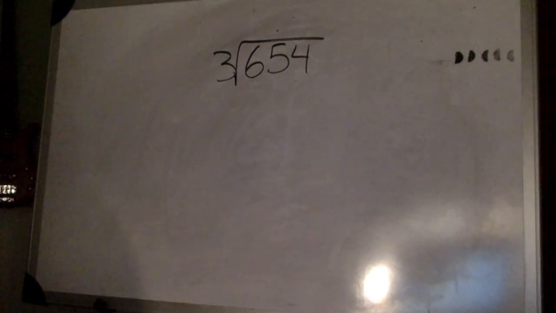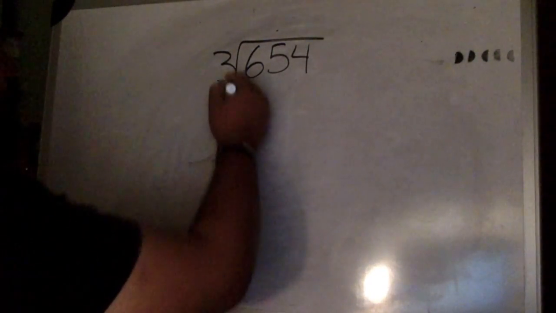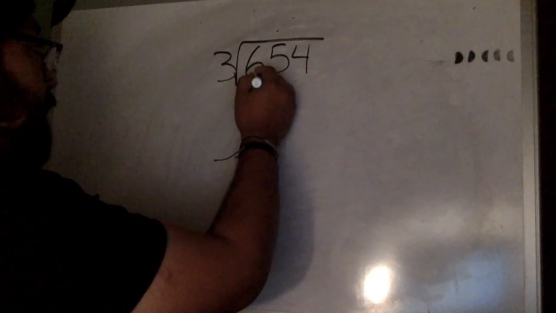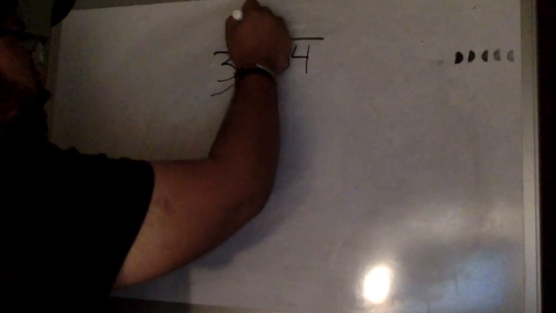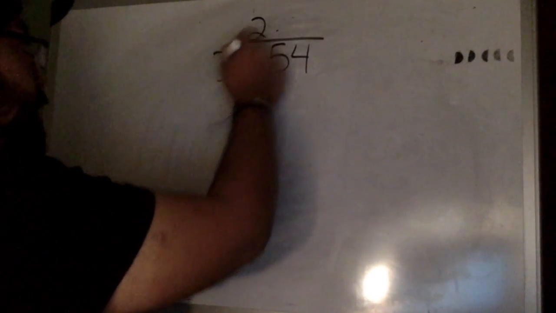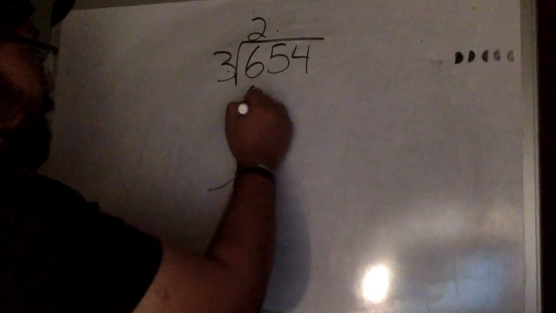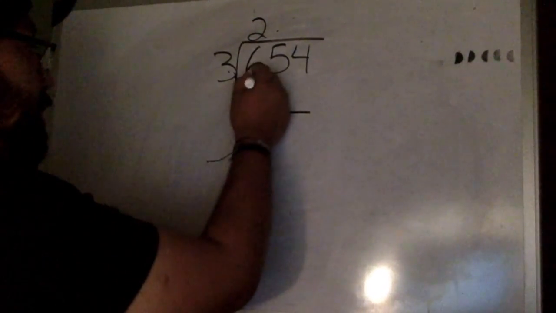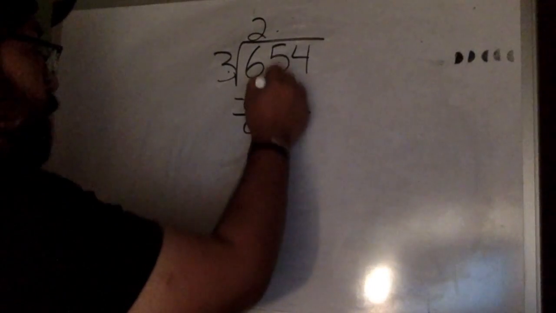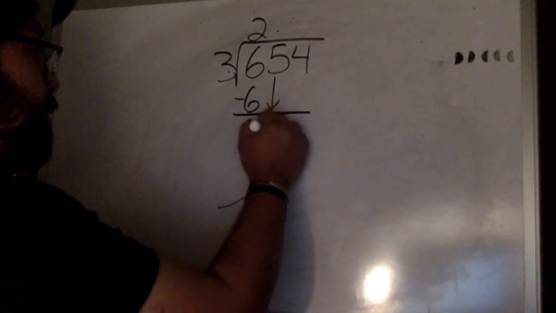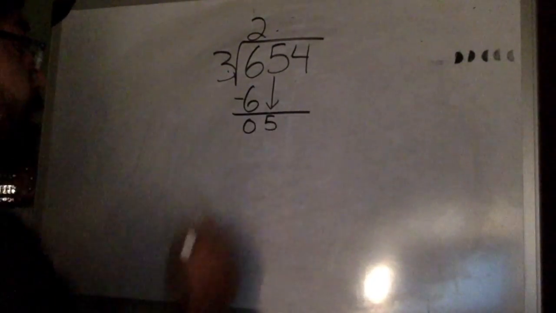Okay, welcome back. Let's give this a try. 3 goes into 6 how many times? 2. 3 times 2 equals 6. 6 minus 6 equals 0. Drop the 5. How many times does 3 go into 5?